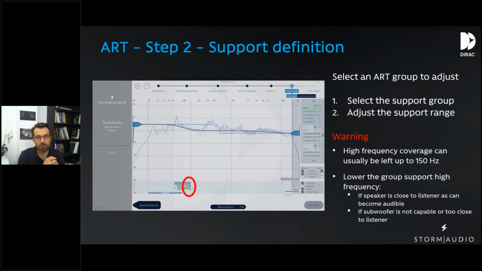Now, for some active subwoofers, there is internally a predefined low-pass filter that usually is around 80 to 100 Hertz. And in this case, you obviously don't want ART to believe that it can do something above this frequency. So you will tell the system that your subwoofer cannot play above 80 or 100 Hertz. So you will move your high frequency support range and lower it down to maybe 100 Hertz, at least down to the low pass filter of your subwoofer. Those are the two main elements where you will have to play.